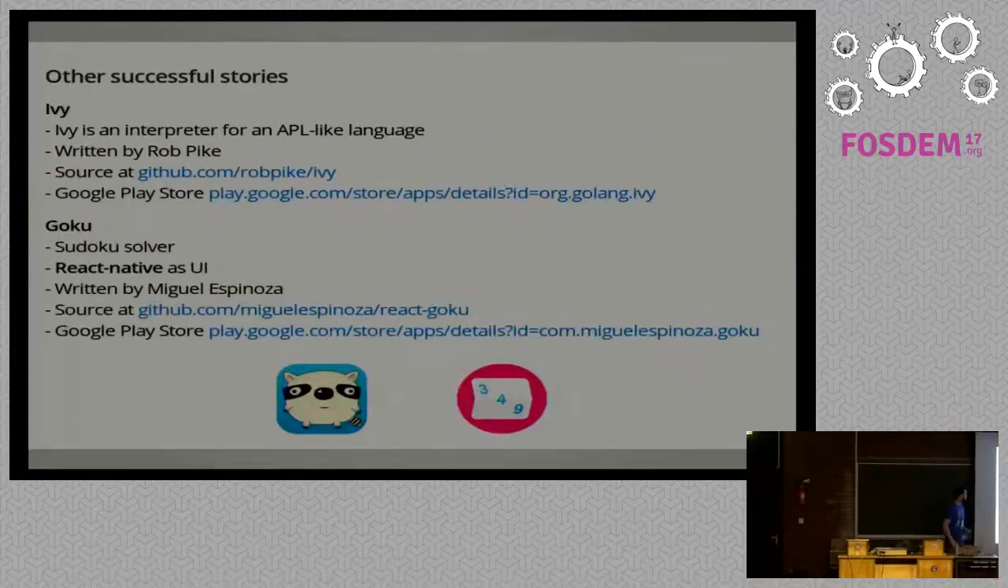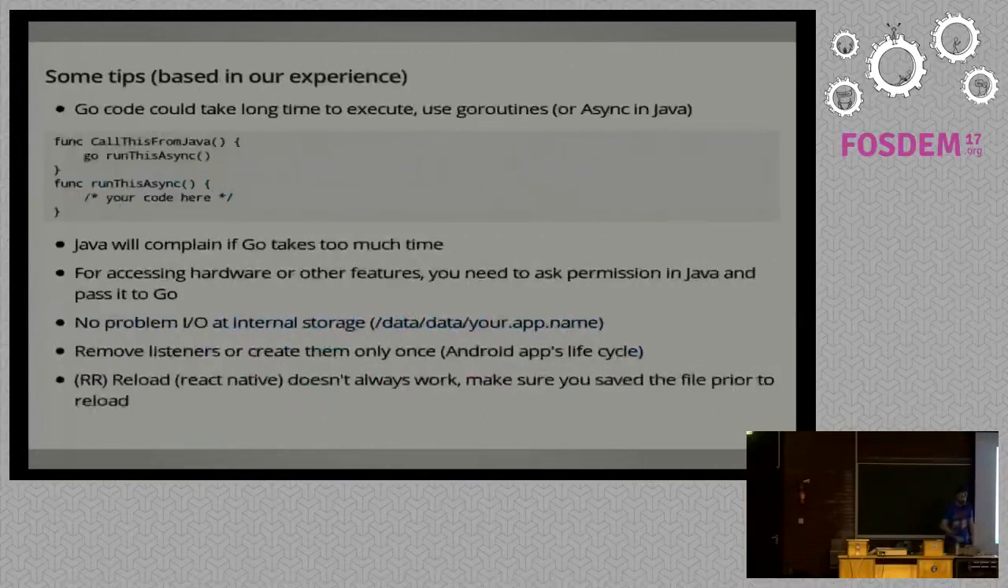There are other success stories. Maybe the most famous is Ivy from Rob Pike, which is an interpreter for the APL language. Goku is a Sudoku solver from Miguel Espinosa, which is also using React Native as the user interface.